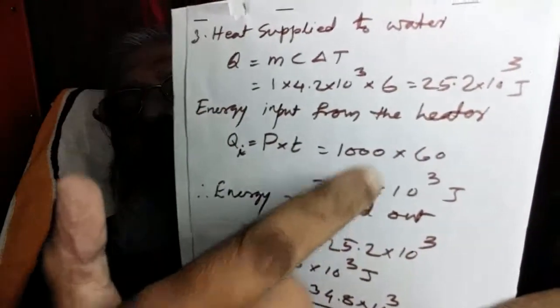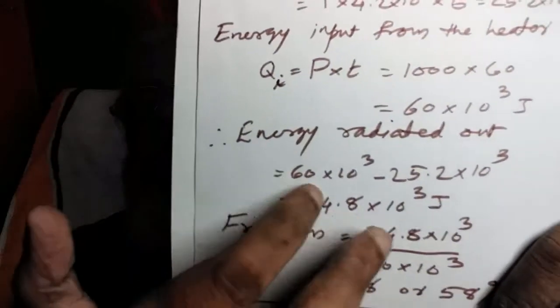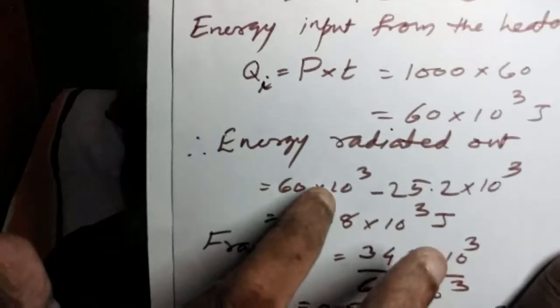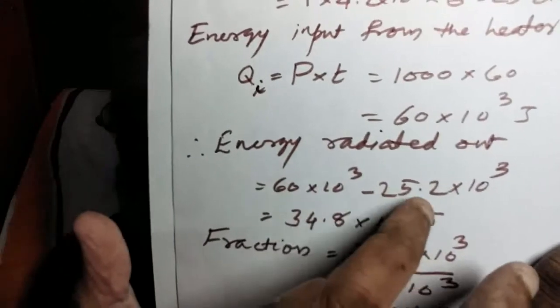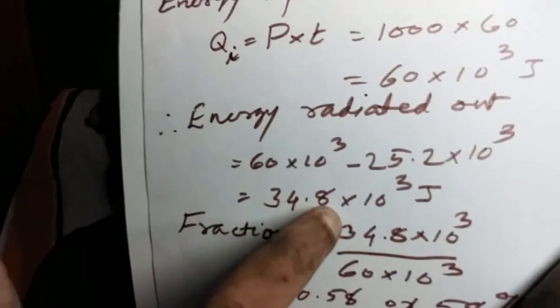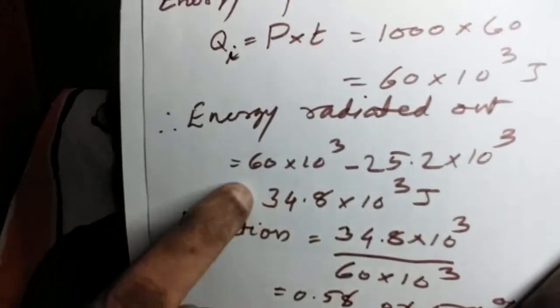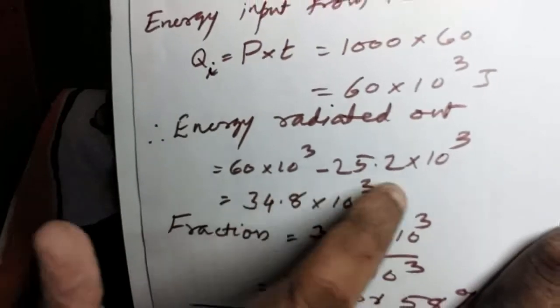So what is the difference between these two? That difference in energy is released as or radiated as heat energy. Radiated energy is the difference between these two, 60 into 10 raised to 3 minus 25.2 into 10 raised to 3. That is 34.8 into 10 raised to 3. This is the amount of heat released in the form of radiant heat.